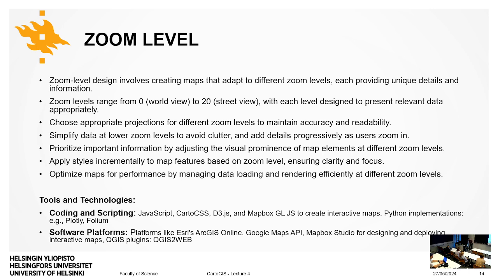Zoom level can range between 0 and 20, street view, and this is by convention. This is the value you use, for example, when you do this with Python. Usually libraries use this range. As I said, the projection can be dynamic. There are libraries that take care of this, so you do not want to do it manually, but it's good to be aware of that.